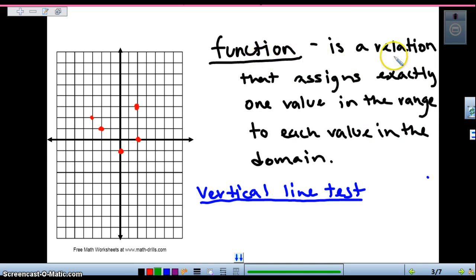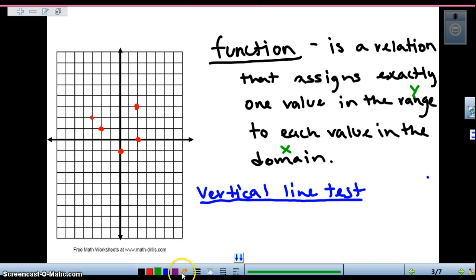A function is a relation that assigns exactly one value in the range, which is the y, to each value in the domain, which is the x. One way you can tell whether a relation is a function is to analyze the graph of the relation using the vertical line test. So this is the graph of the relation. That means that the points are plotted on the graph.